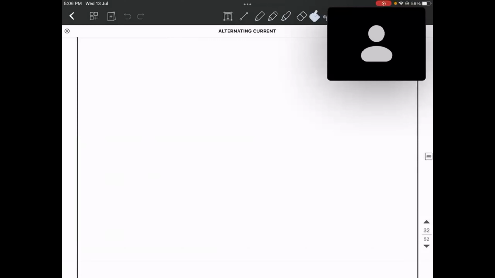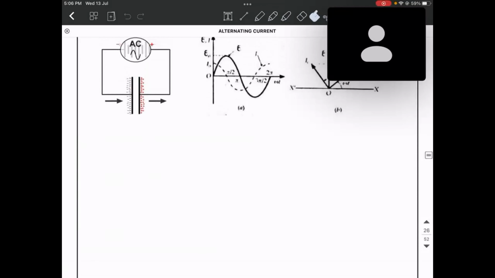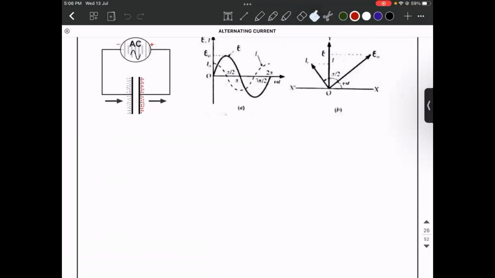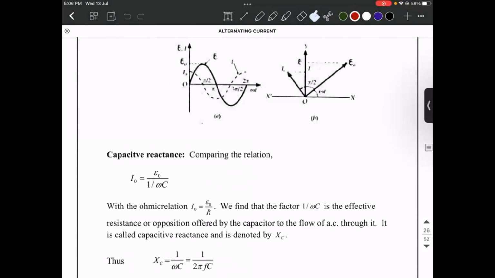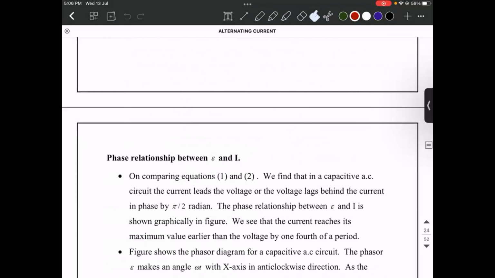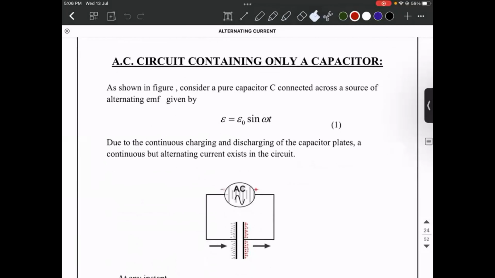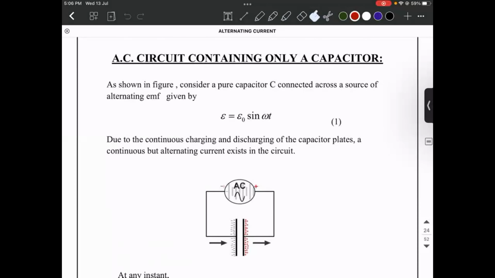So yesterday we discussed two topics, Lada. What were they? AC source connected across a resistor and a capacitor, with the phasor diagram. Now we'll see what will happen when you connect it across an inductor. Should we get started? Is there any doubt that you have from yesterday's discussion? Is it clear? Okay.